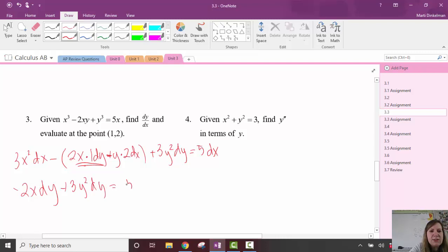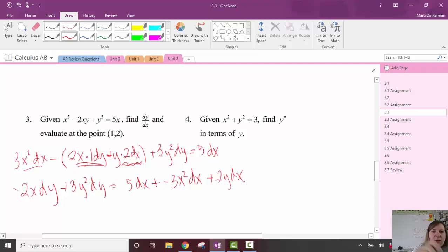And let's move the dx's over to the other side. So there's already a 5dx over there. This 3x squared needs to come over, but it's negative. And then there's a dx right in here. That's a 2y, but it's negative on this side, so it's going to be a plus right here.